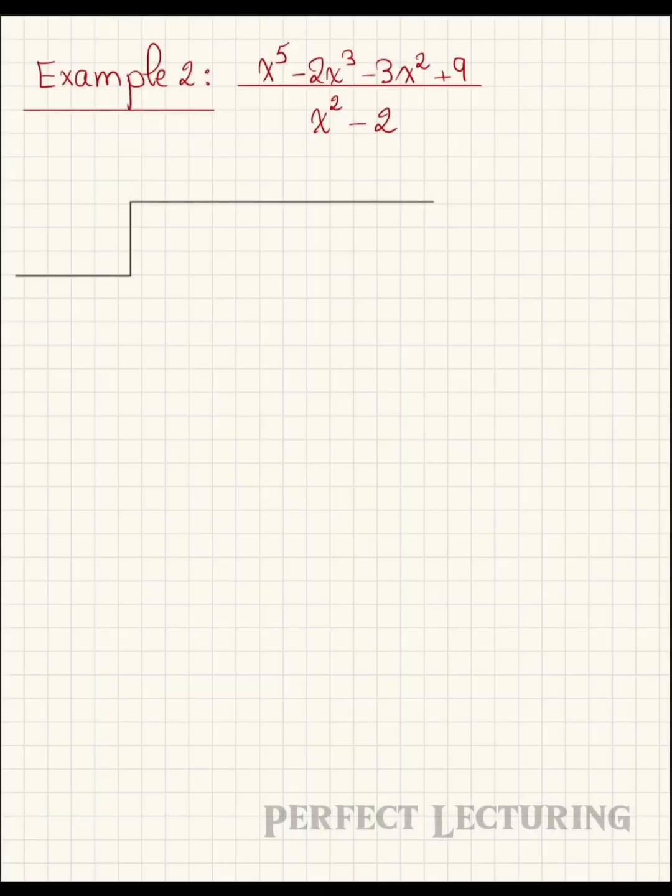Let's do example 2. Here I have x to the power of 5. Now here there is no x to the power of 4. So to avoid any confusion, I prefer to write 0 x to the power of 4 minus 2x cubed minus 3x to the power of 2 plus 9. And x squared minus 2 is placed here.